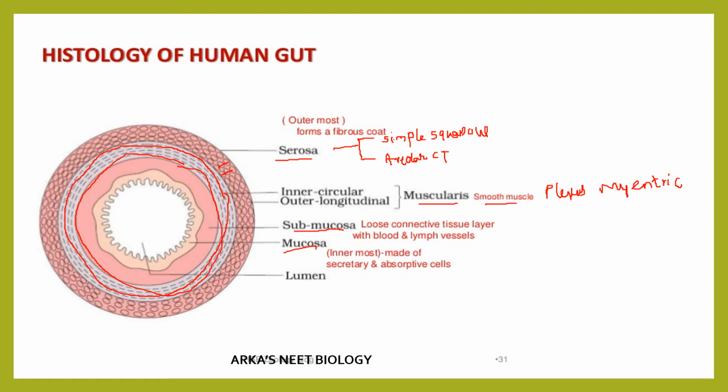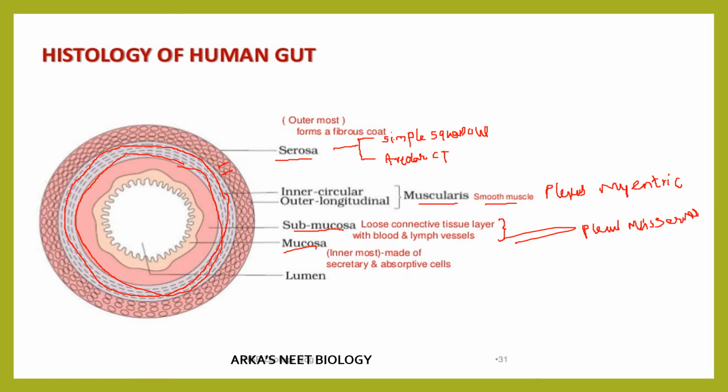The third layer is submucosa, and it is made up of loose connective tissue which has a network of blood vessels, lymph vessels and nerves. The plexus which is present here is called the submucosal plexus or plexus of Meissner. This is the network of capillaries as well as the nerves.